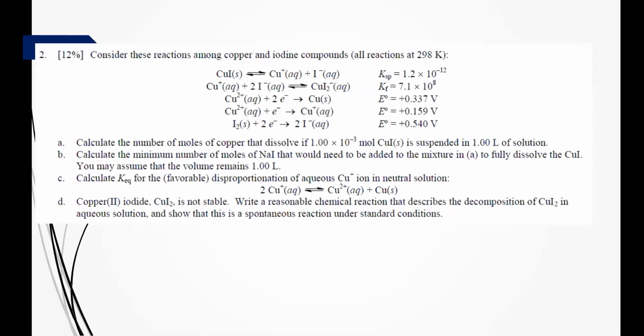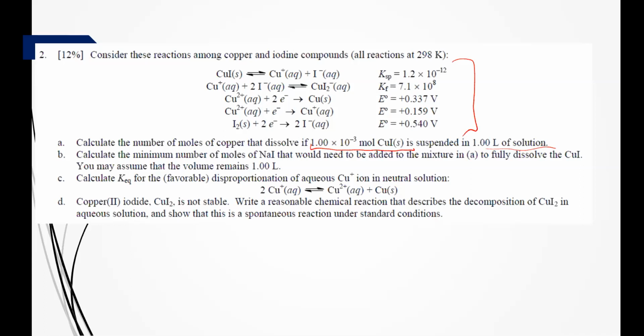And so the first thing that it wants us to do is find the number of moles of copper that dissolve if our CuI is suspended in 1 liter of solution. So if we are talking about a solid dissolving, which of these are we going to be interested in in order to solve for that? Which one has to deal with a solid turning into ions? The first one, the top one, right? Our KSP. So that's what we're going to look for.